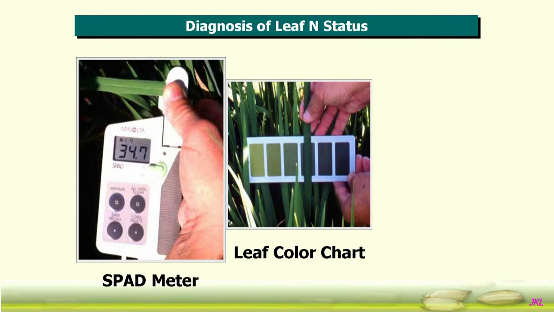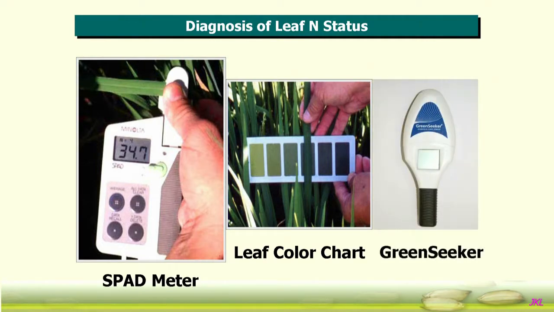And from this SPAD meter, a simpler version was developed, a farmer-friendly tool, the leaf color chart. And then you have this newer, more advanced GreenSeeker. GreenSeeker is very useful in the sense that it also can estimate the crop's growing demand, how much, depending on climatic condition, the crop will produce, and GreenSeeker can sense it.